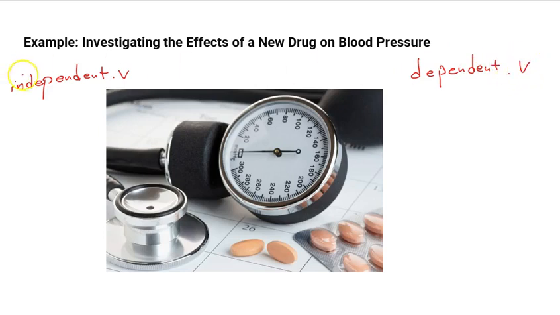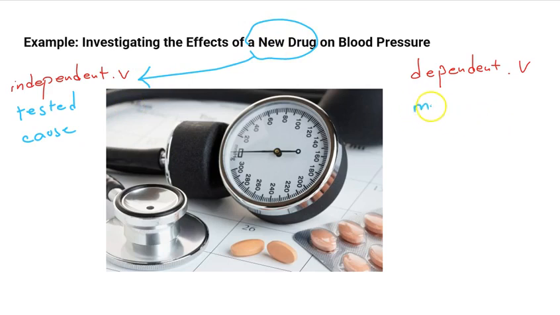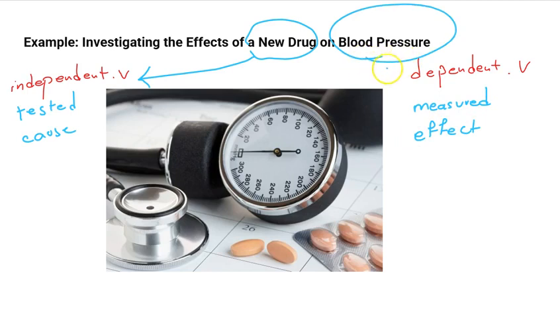The independent variable is the variable that is going to be tested. It is the cause. What we are going to test is the effect of a new drug, so that is our independent variable. The dependent variable is the one that is going to be measured. It is also the effect. We are going to measure the blood pressure, so that is our dependent variable.